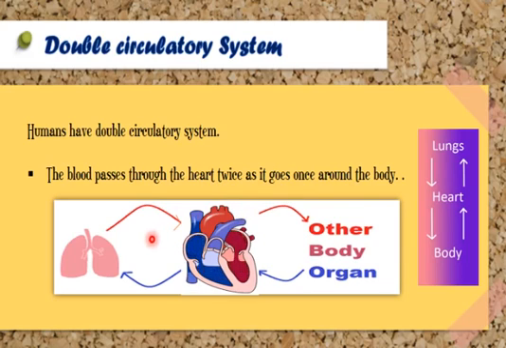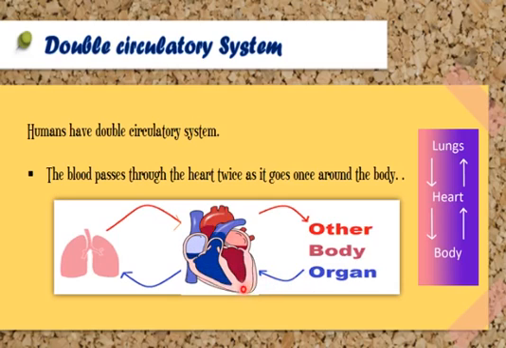You can see here that the lungs deliver oxygenated blood to the heart, and the heart delivers it to the body organs. That is one side: the lungs give oxygenated blood to the heart, and the heart gives blood to the body. This is the pathway.